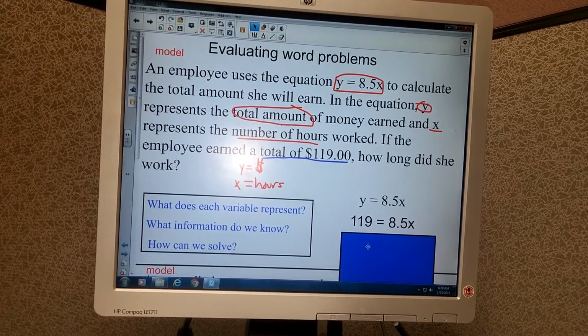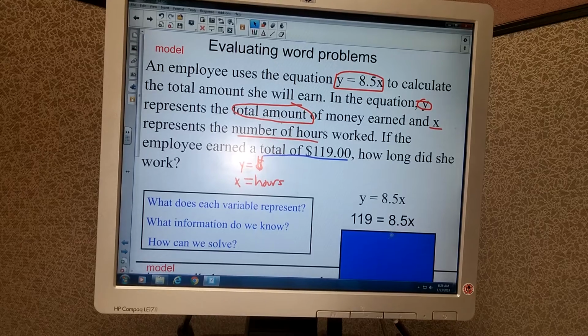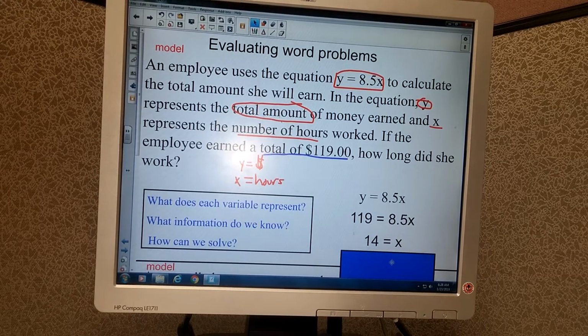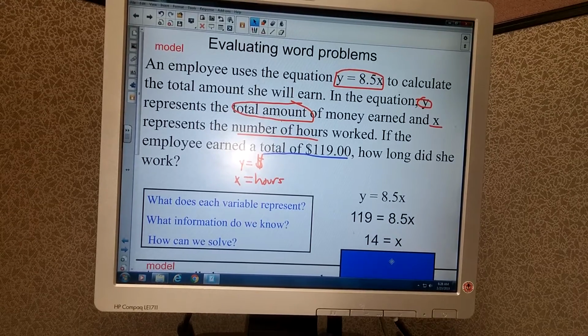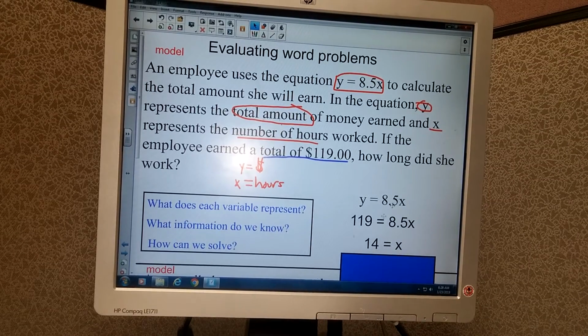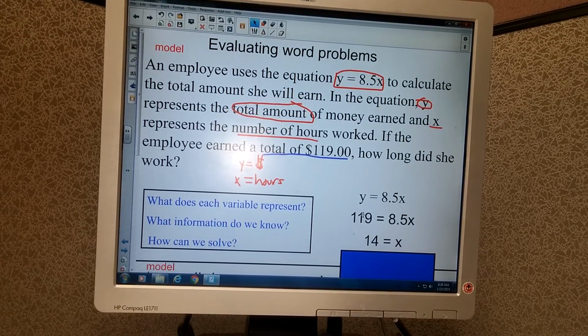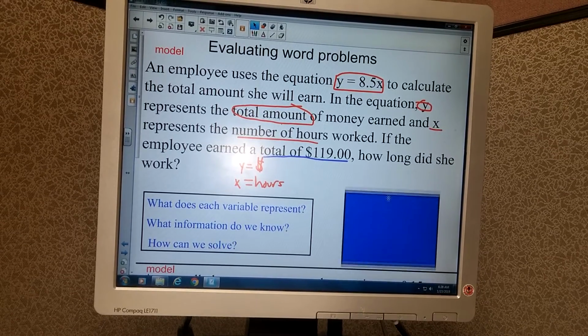Now to find out how long she worked, how many hours, this is just a one-step equation. 119 is the same as 8.5 times x. We're going to divide each side by 8.5 and find out that x is 14, which means she worked 14 hours because that is what x represents. Feel free to watch this again if you need it gone over.